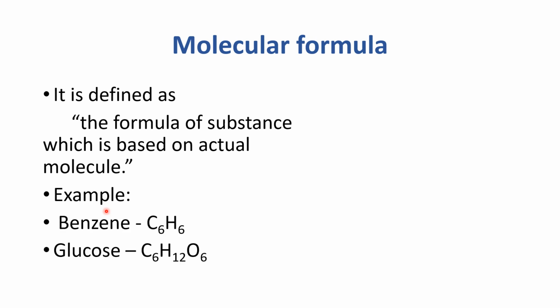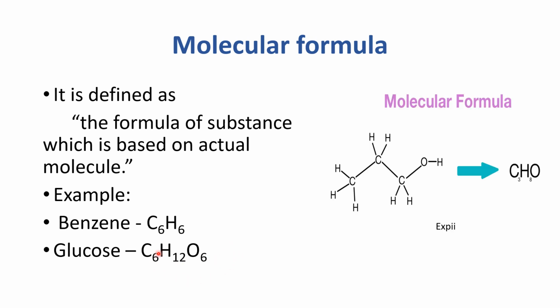For example, benzene. Benzene में 6 carbon atoms होते हैं और 6 hydrogen atoms होते हैं. So C6H6 is the molecular formula of benzene. While glucose has 6 carbon atoms, 12 hydrogen and 6 oxygen atoms. So the molecular formula is C6H12O6.